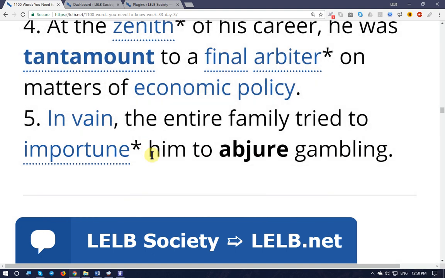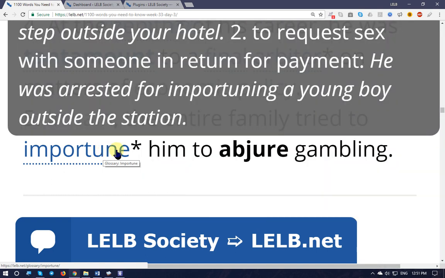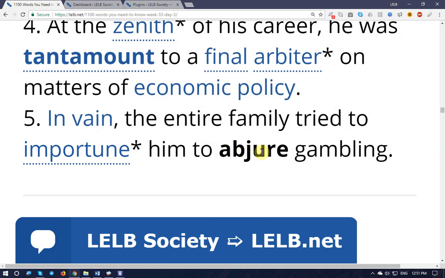In vain, the entire family tried to importune him to abjure gambling. In vain means abortively, without any particular useful result. Means hopelessly. Okay, in a futile way or abortive way. The entire family tried to importune, ask him to do something emotionally, him to abjure gambling, to relinquish gambling, to put aside gambling. But it was not useful. I mean, they did not succeed.